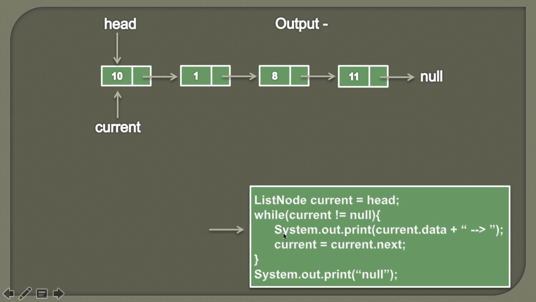So in the first step we simply print the data associated with this current node. So it would look something like this. The data associated with this current node is 10. Moving ahead.